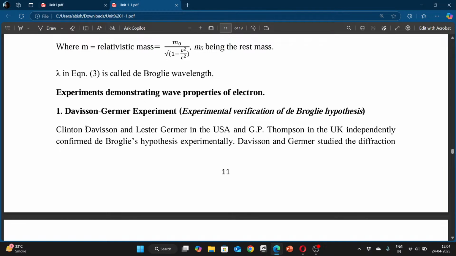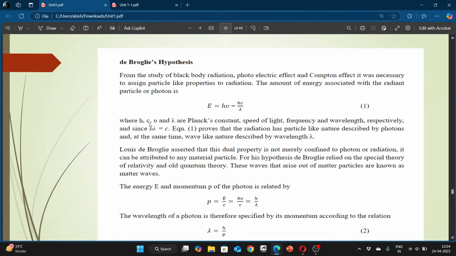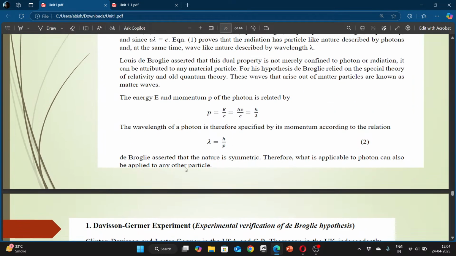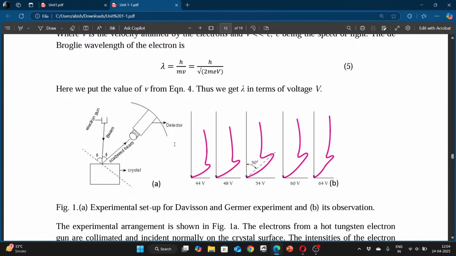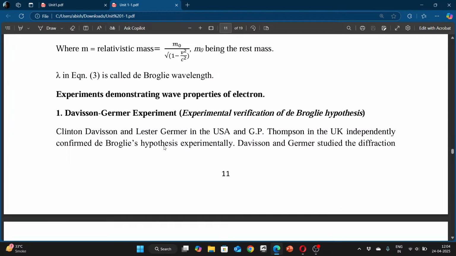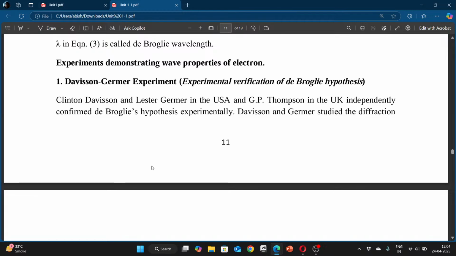Now the experiments demonstrate the wave properties of electrons. अभी हम इधर तो देख लिए, इधर भी देख लेते. तो ये तो वही सेम बता रहे हैं. अभी इसमें से, I think, ये इसमें से ही लिया है. हाँ तो यही पढ़ लेते हैं. Experiments demonstrated the wave properties of electrons.